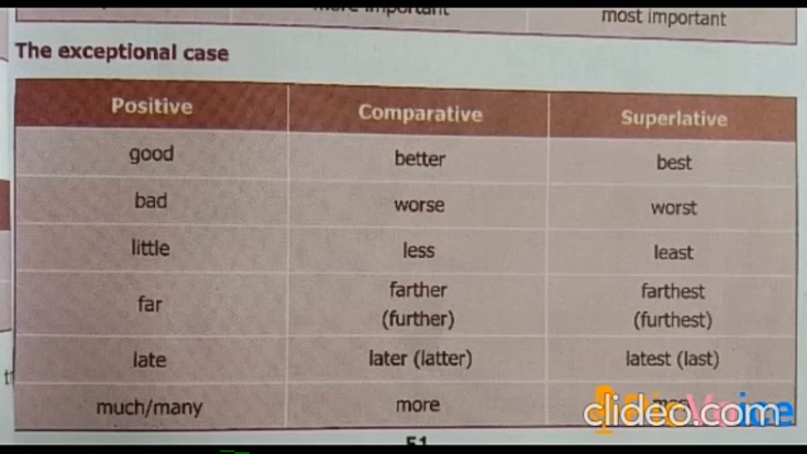See the exceptional cases here in the adjectives. Good. To make it comparative, different forms will come. Exceptional cases means these rules won't be applicable for all these adjectives. Okay. Good, better, best, bad, worse, worst, little, less, least, far, farther, farthest, late, later, latest, much or many, more and most.